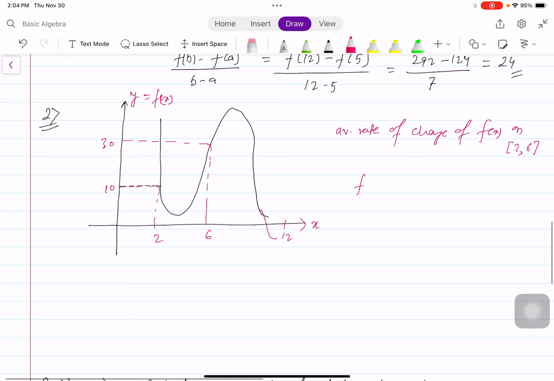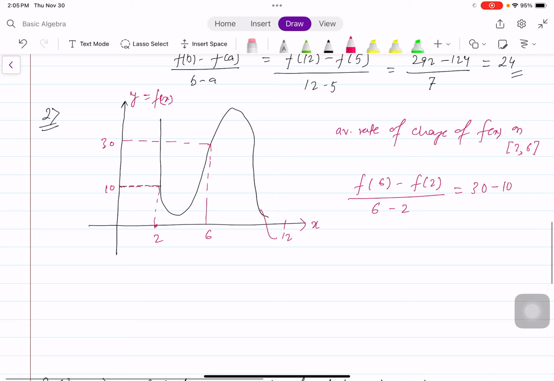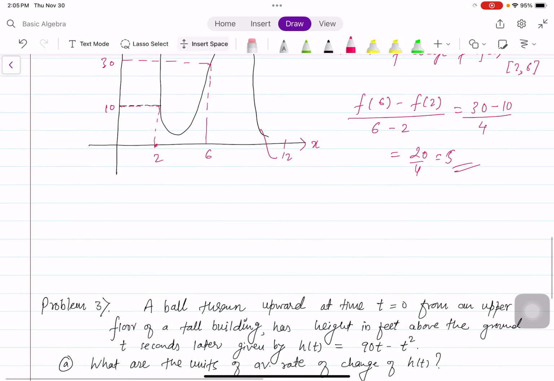So the formula is f of 6 minus f of 2 over 6 minus 2. So what is f of 6? The x-axis is the input, 6 is here, the corresponding value is 30. So 30 minus f of 2, which is here, the corresponding value is 10, over 4. So 20 over 4, which is 5. So this is how we find the values using a graph.